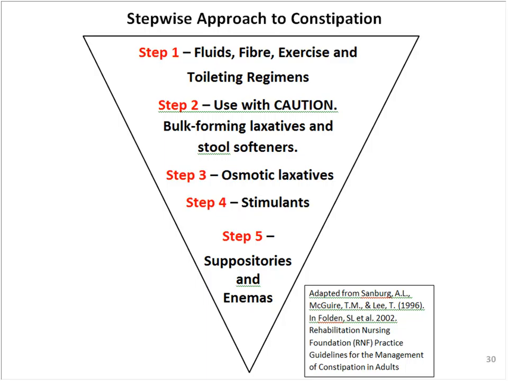So they have step three as osmotic laxatives, and then step four is stimulants, suppositories, and enemas. The reason this is done as an inverted triangle is because you really want to use suppositories and enemas as little as possible. For many, many residents, you can move them away from laxatives by working first on this fluid, fiber, and exercise.